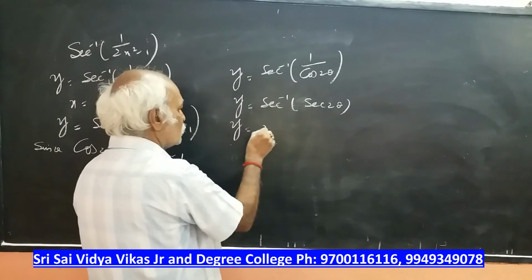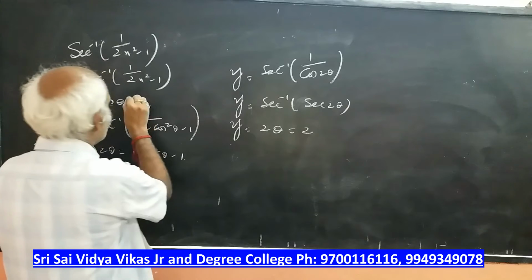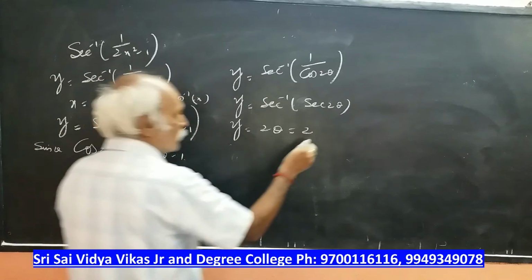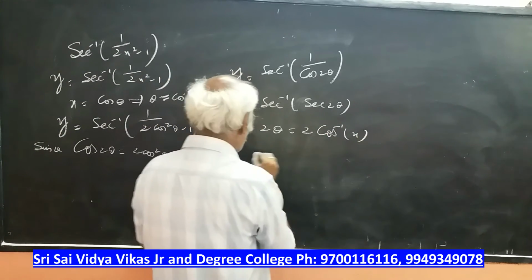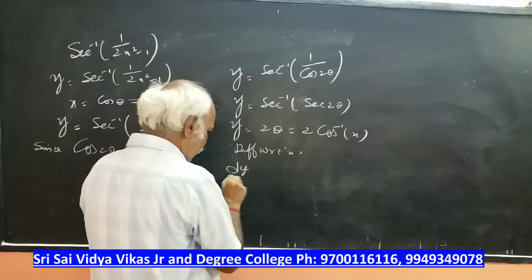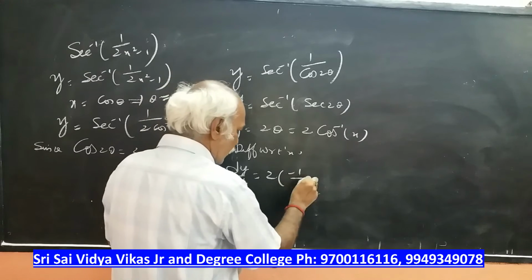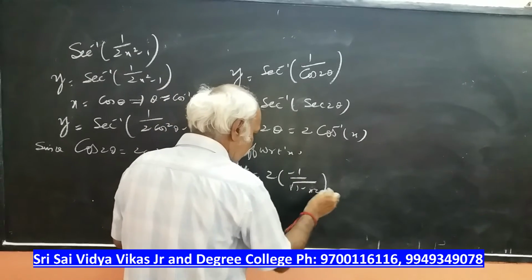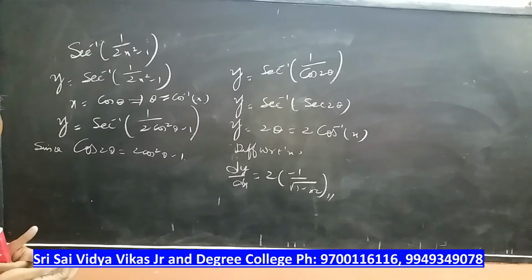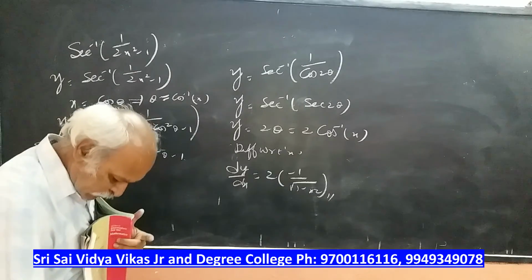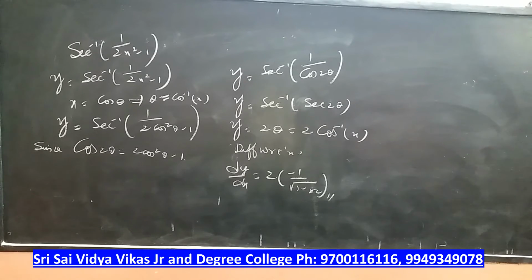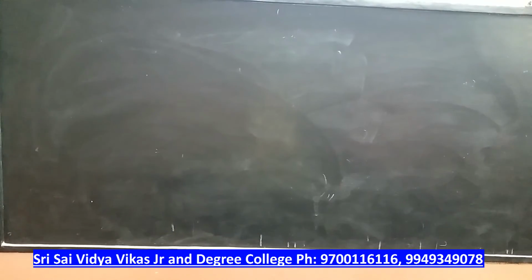So, y is equal to 2 theta, which is nothing but, from this, theta is equal to cos inverse x. Therefore, 2 cos inverse x. So, differentiate with respect to x. So, dy by dx is equal to 2 into minus 1 by root of 1 minus x square. So, you should know the trigonometric formulas perfectly for this. Please note down this. If I put everything in substitution, then the derivative is very, very simple, sir. Next.